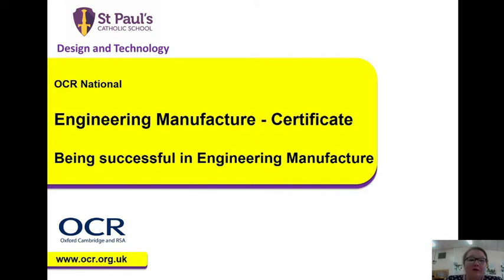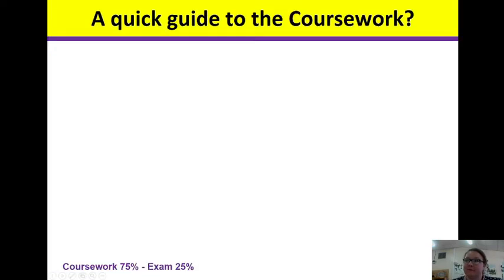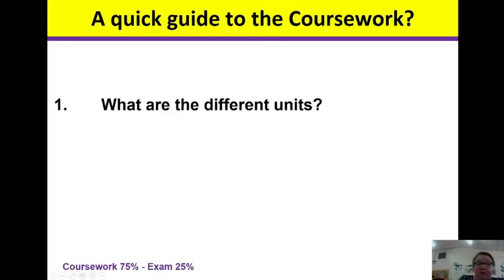I'll be talking to you today about how to be successful on the Cambridge National Engineering and Manufacture course. I'll be briefly talking you through the 4 different units of work that make up the course and a guide to the work that is assessed in each unit.